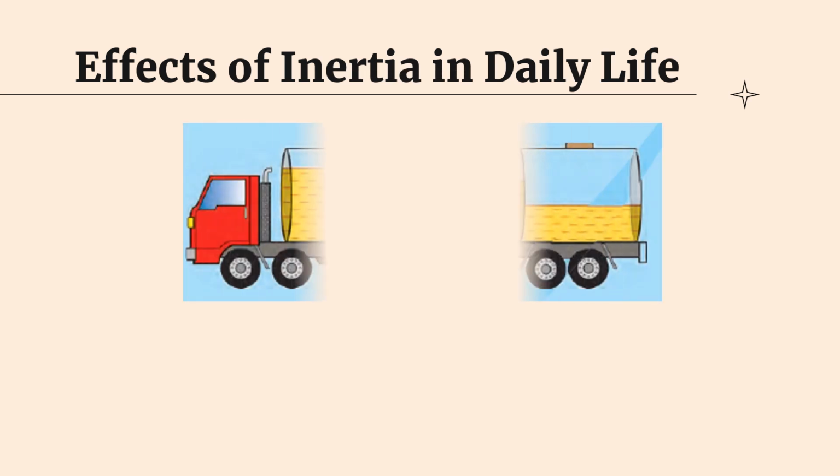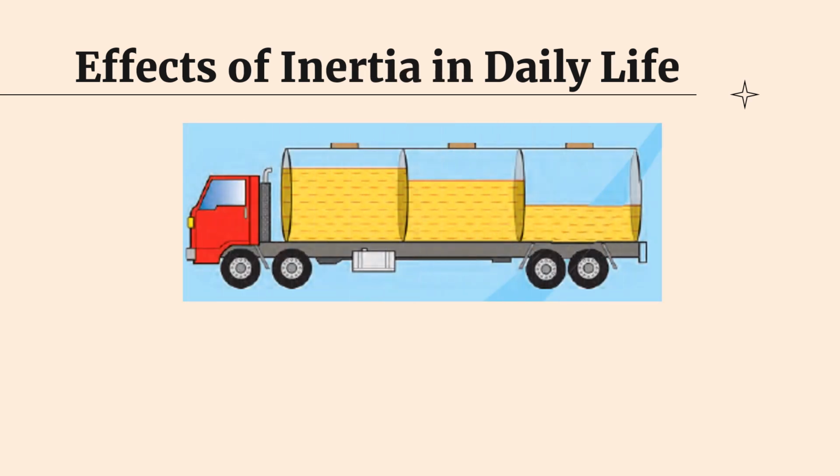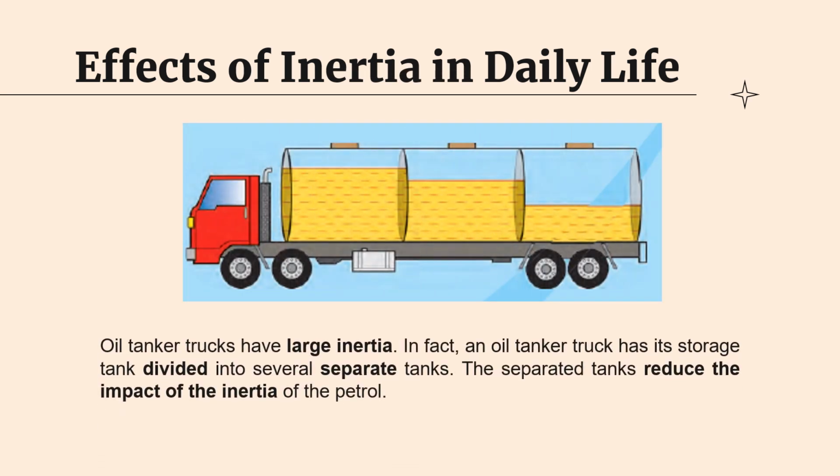Next, the picture shows an oil tanker. Oil tanker trucks have large inertia. In fact, an oil tanker truck has its storage tank divided into several separate tanks. The separated tanks reduce the impact of the inertia of the petrol.